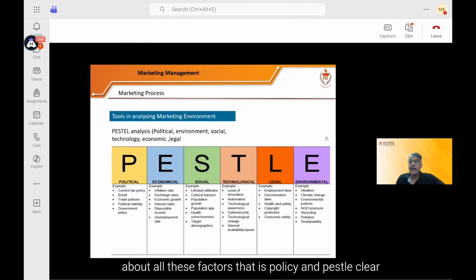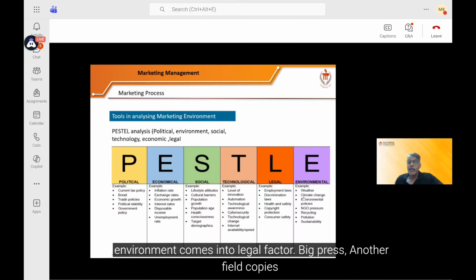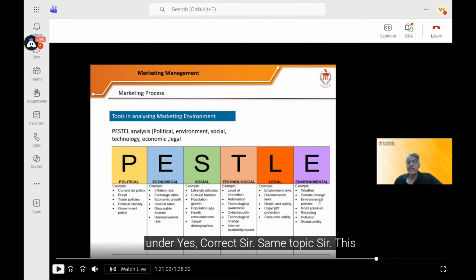Clear? Let me take down a few questions. Changing regulatory environment. Yes, regulatory environment comes under legal factor. Big players and other fields come under, yes. Yes, correct.